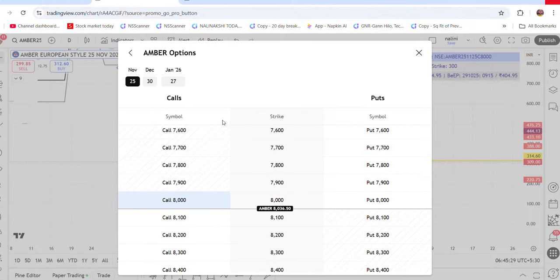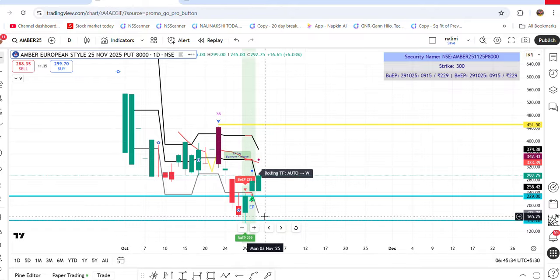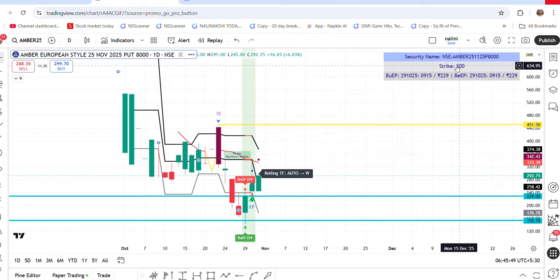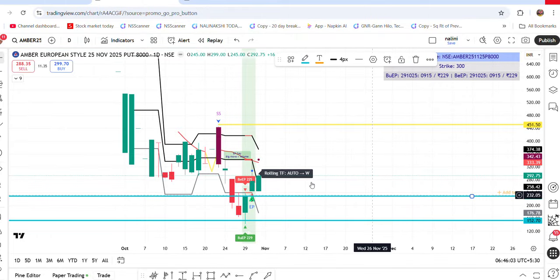Suppose I go to the put option, the same 8,000 put option. I've given you two indicators. One is pullback and reversal, and another one is EP reflection on the underlying. So this indicator is reflecting the price 229. It has formed an episodic event with high momentum around 229. So you can mark this 229 on your chart.